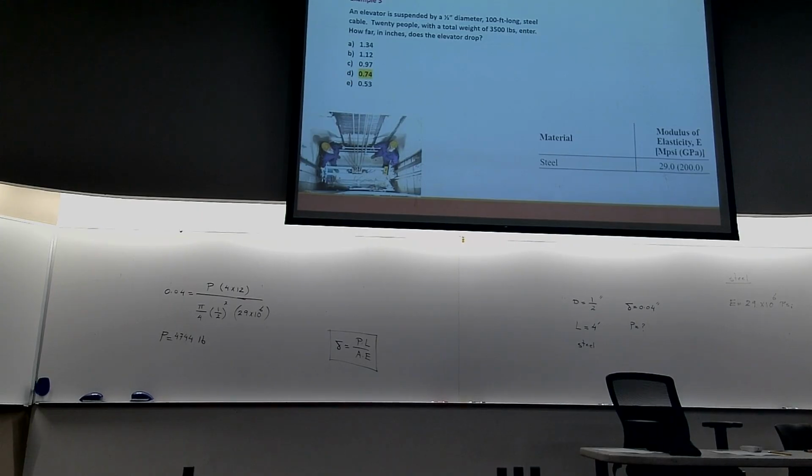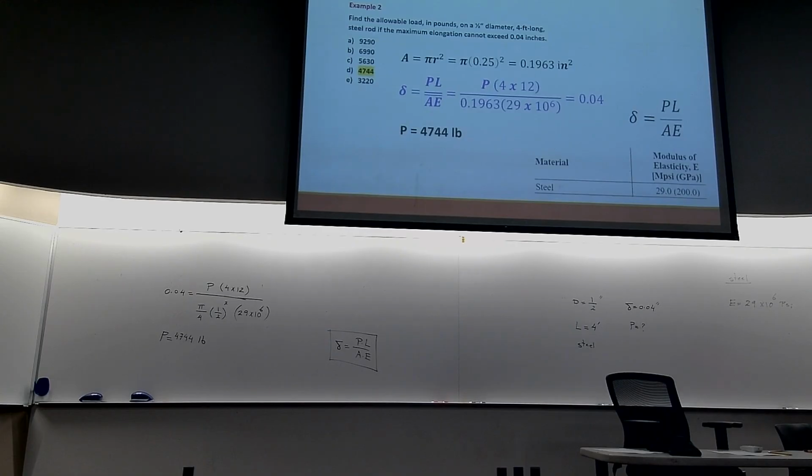Yes? I have a question on the last one. What is 0.25? I'm sorry? Oh, never mind, it's that even there. 0.25 is radius, which is half of diameter. Yeah.